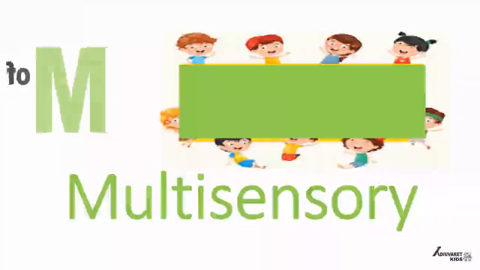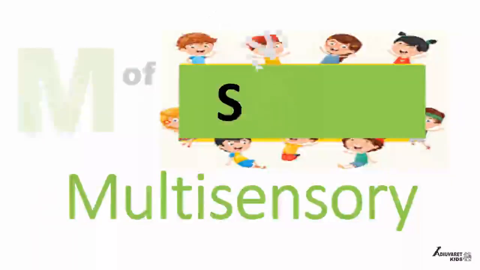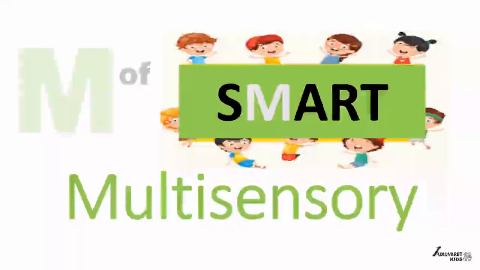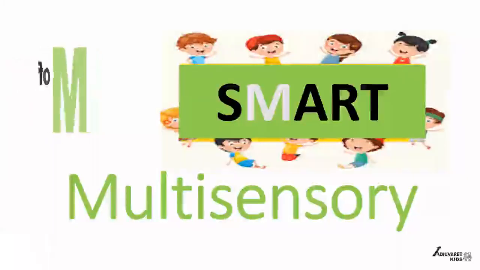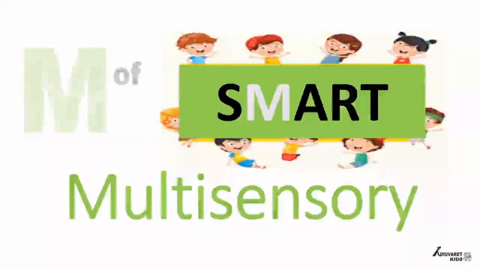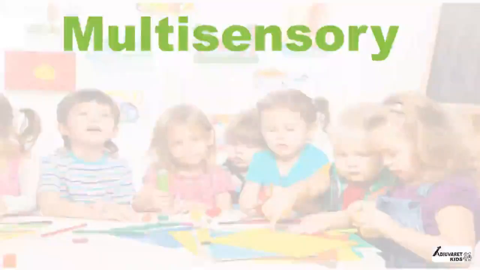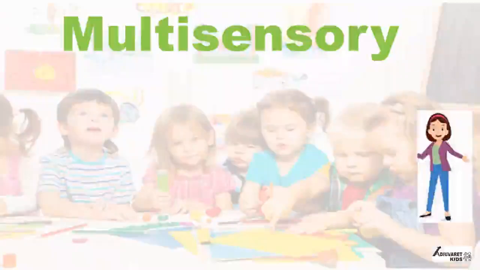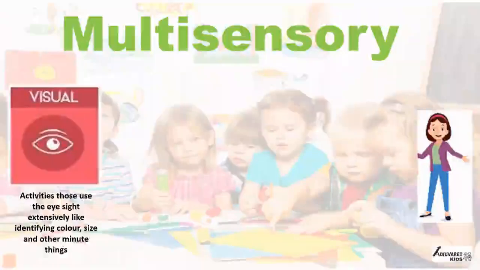Now we'll be talking about the second component or second learning technique, which is the M of SMART, that is the multi-sensory learning technique. And this multi-sensory learning technique, as I said, talks about how, if multiple senses of the child are used during a particular activity, then the chances of learning become very, very high. So there is one concept called the VAKT concept.